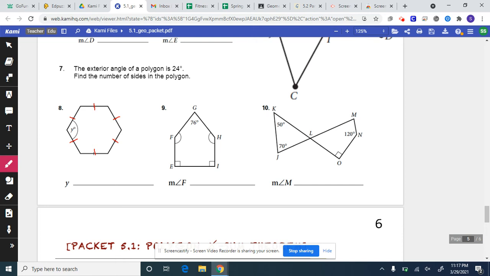Number 10, a couple quick hints. In this first triangle over here, we have 2 of the angles already. So that means I can get the third angle by subtracting the other 2 from 180. And then these are vertical. And then once I have that angle, now I have 3 angles in a 4-sided polygon. So then I'll be able to find the fourth angle.